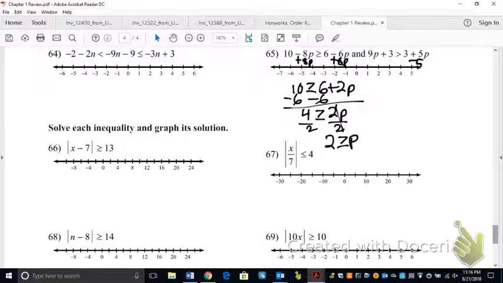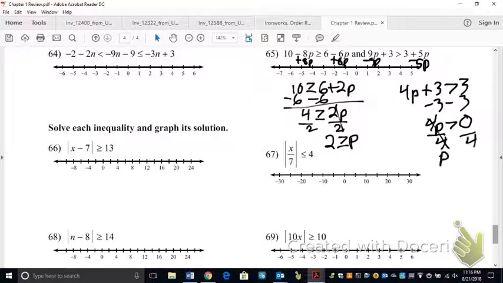Other one, we're going to subtract 5p from both sides. That's going to give me 4p plus 3 is greater than 3. Subtract 3 from both sides, and I get 4p is greater than 0, or p is greater than 0 after I divide by 4. Graph those. P is less than or equal to 2, so I put a solid dot on 2, arrow pointing left. P is greater than 0, so I can combine those two. And that's what it looks like.